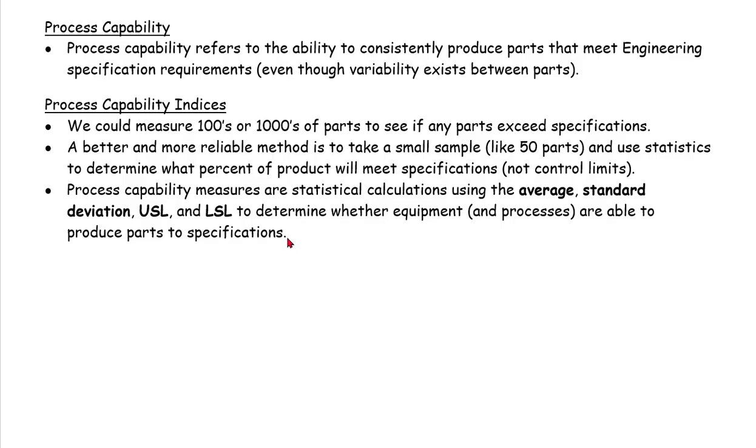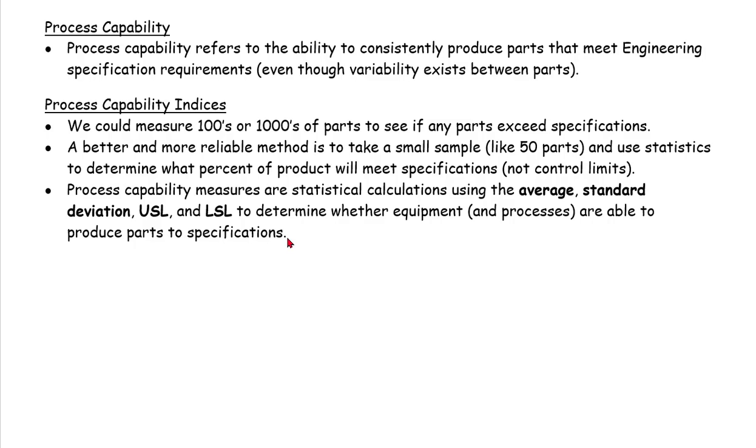between parts. Process capability bridges the gap between how our process is operating and how it should be operating with regard to what the design engineers want it to operate. So there are several process capability indices. We could measure hundreds or thousands of parts to see if any part exceeds specification. A better and more reliable method is to take a small sample, like 50 parts, and use statistics to determine what percent of products will meet specifications.